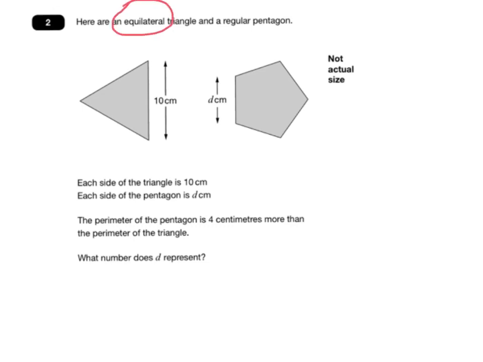So this question looks at an equilateral triangle and a regular pentagon. The word equilateral means the three sides are the same. So if one side is 10, then each side will be 10. And a regular pentagon, if one side is D, then all the sides are D.